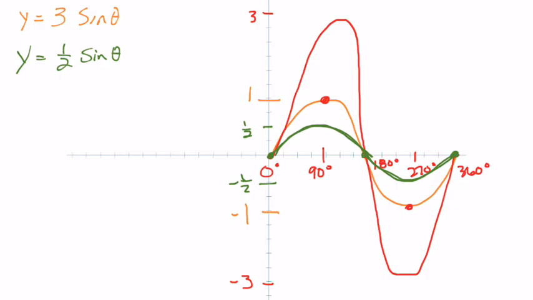So that's what the amplitude does. It affects how we stretch or how we compress vertically. But the only thing that stretches or compresses are the values that aren't 0. So the 0 stays 0 because 1/2 times 0, 3 times 0 is 0. But all the other values in my table will either grow or shrink based on the number in front. So that's how you deal with amplitude in a trigonometric function.